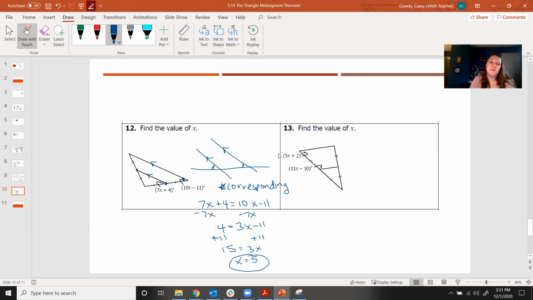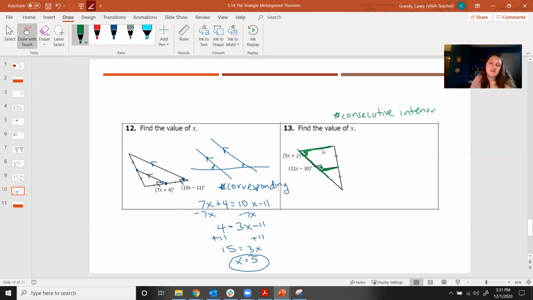Okay. Over here, number 13. I have a mid-segment connecting the midpoints of these opposite sides of my triangle, which will be parallel to this side. What will the angle relationship be between my given angles here? These angles are consecutive interior angles. You may also hear them referred to as same side interior angles.